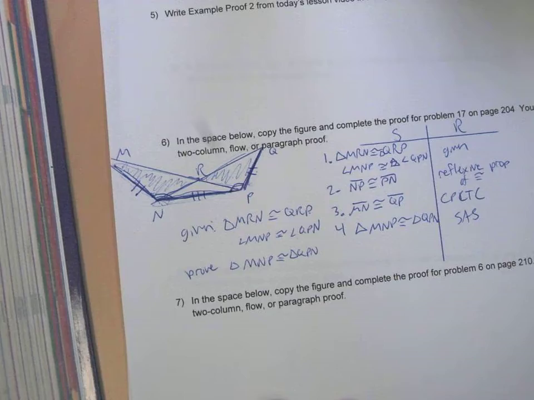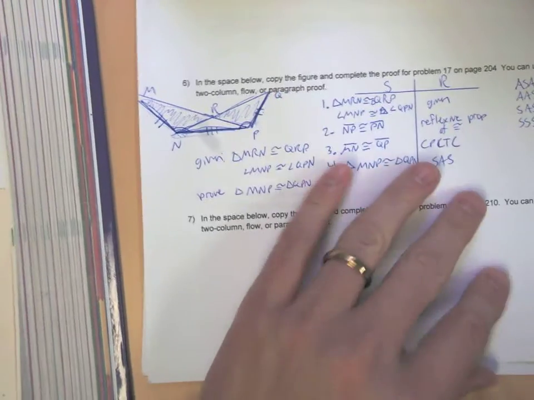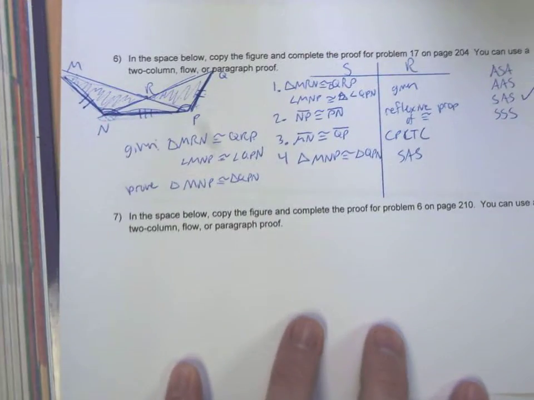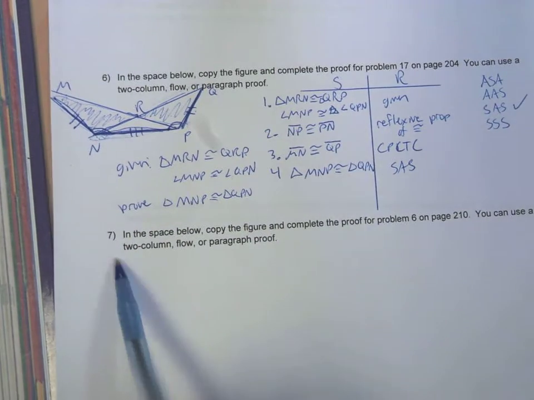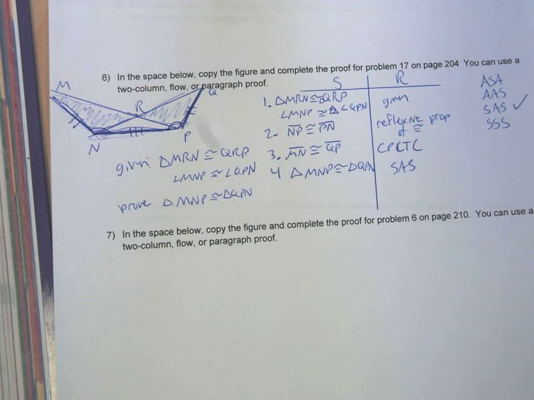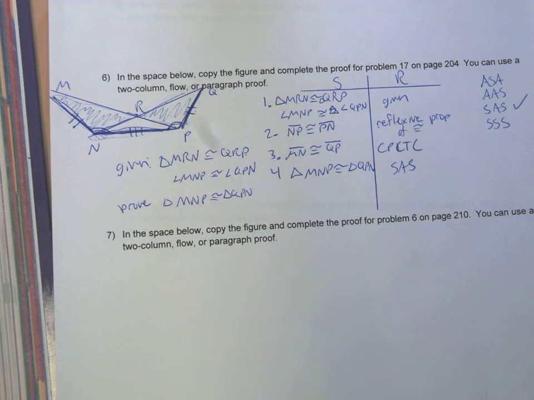Okay, let's do a couple more here. If you already have one of these proofs down, or you got the idea, you can just skip ahead. I'm going to do the next two, and then leave the rest of them for you. All right. So the next one, we're supposed to do problem 6 on page 210. Let's take a look and see what that looks like.